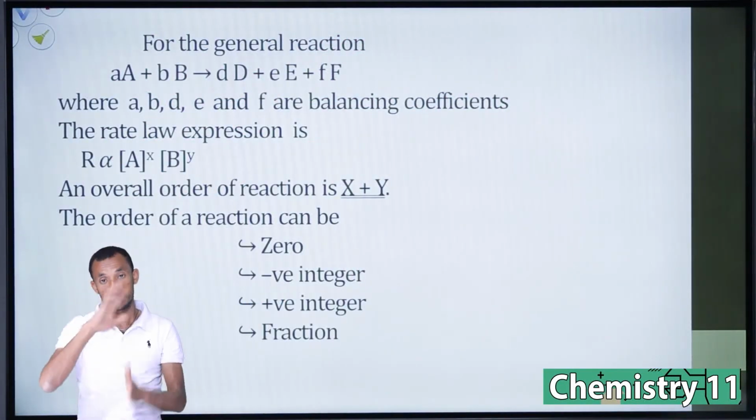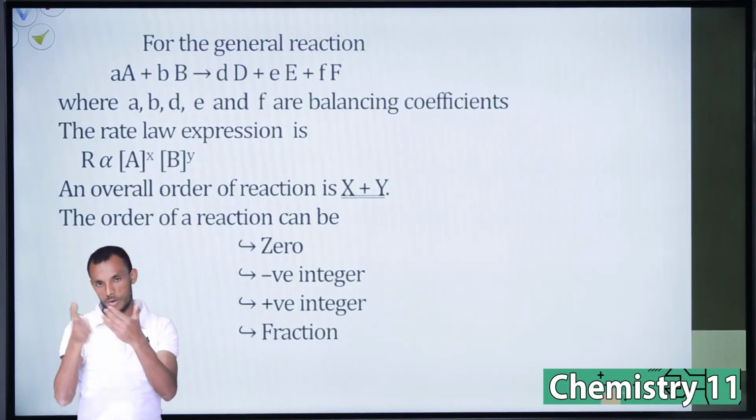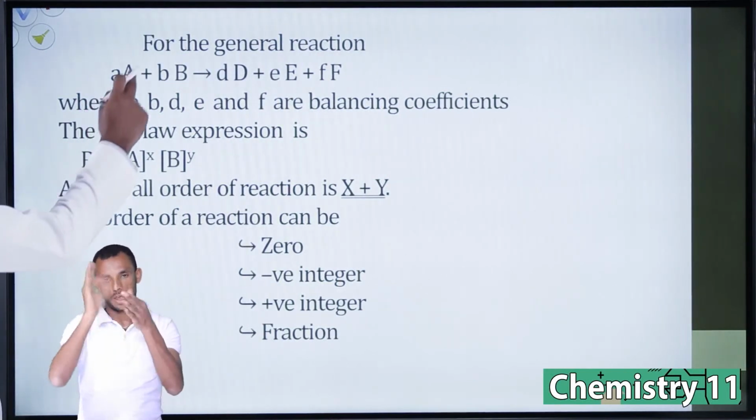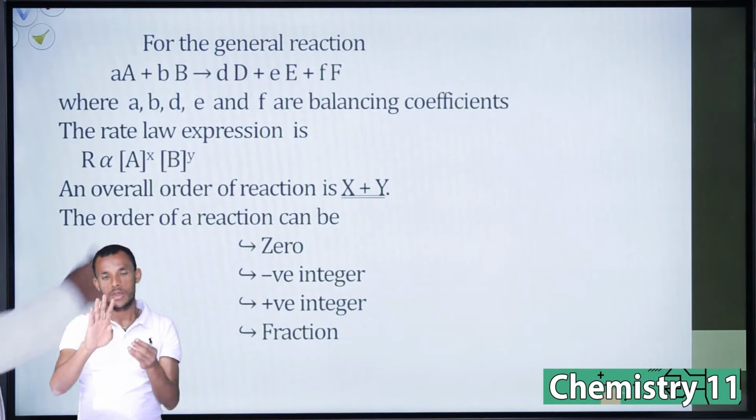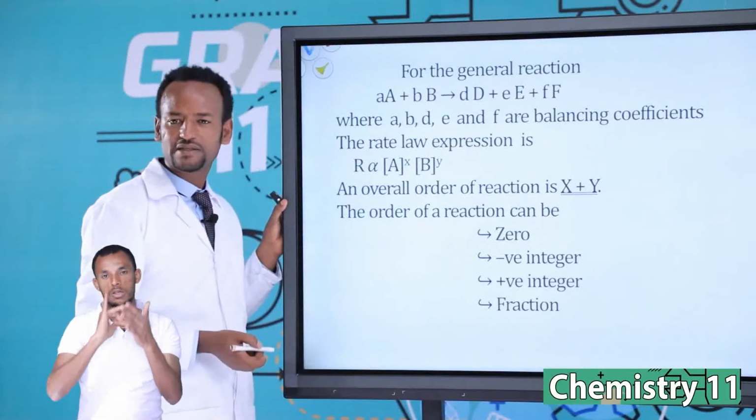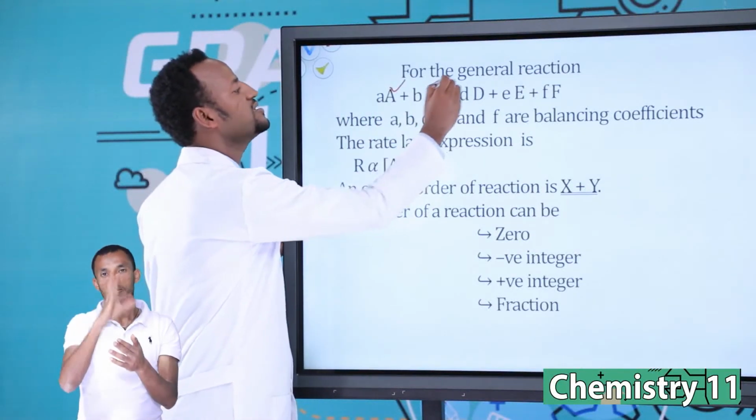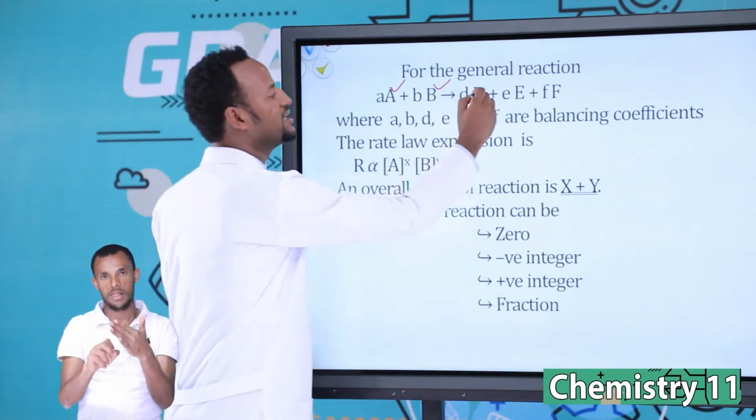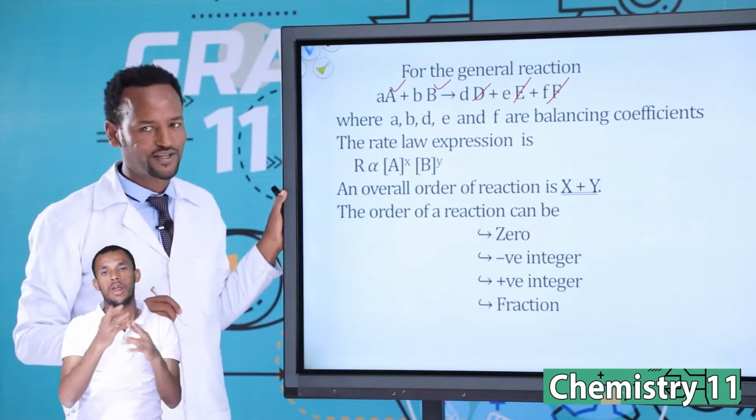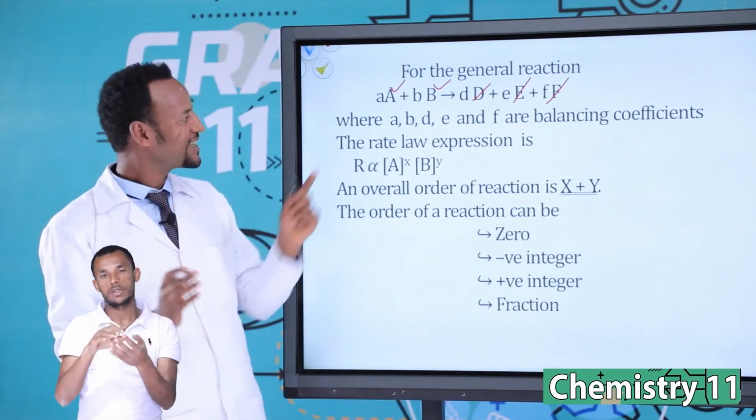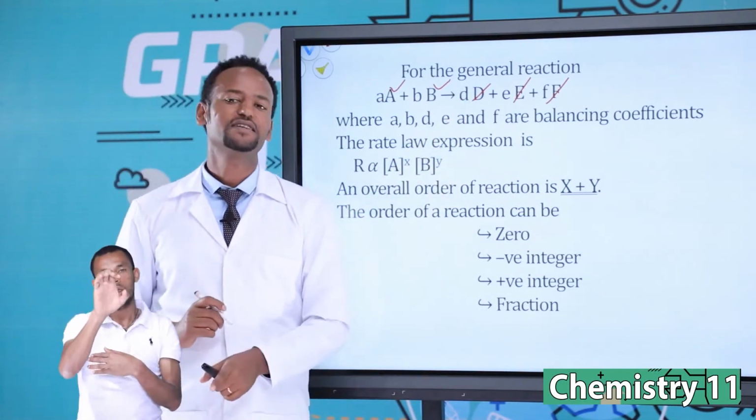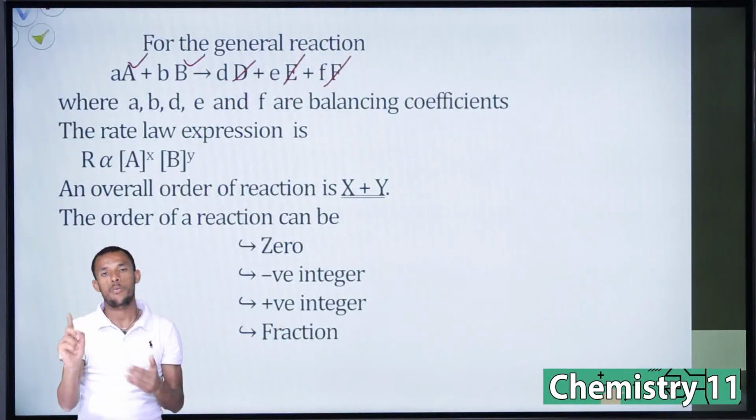The previous one was for a simple reaction, A. Now look at this general reaction: A plus B gives D plus E plus F. What are the reactants in this case? A and B are reactants. D, E, and F are products. Students, does the rate of chemical reaction depend on the reactants A and B, or the products D, E, and F? Which one is correct?